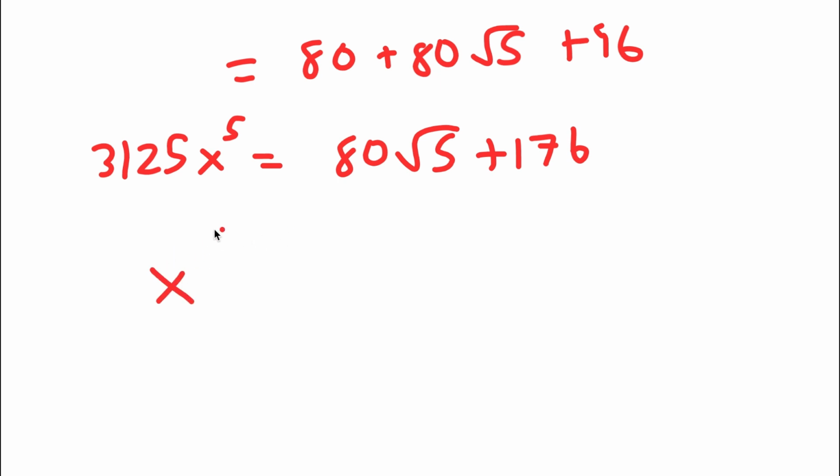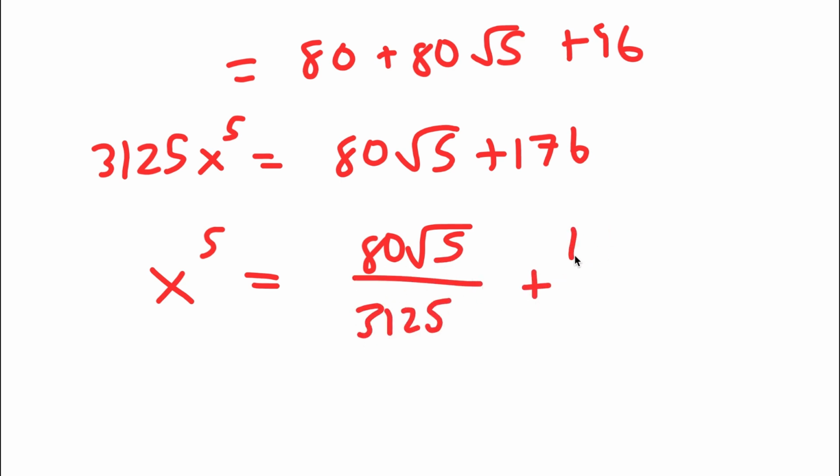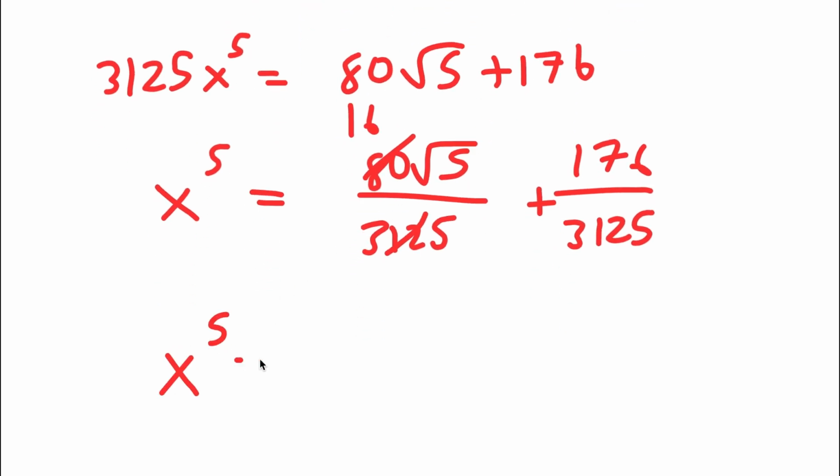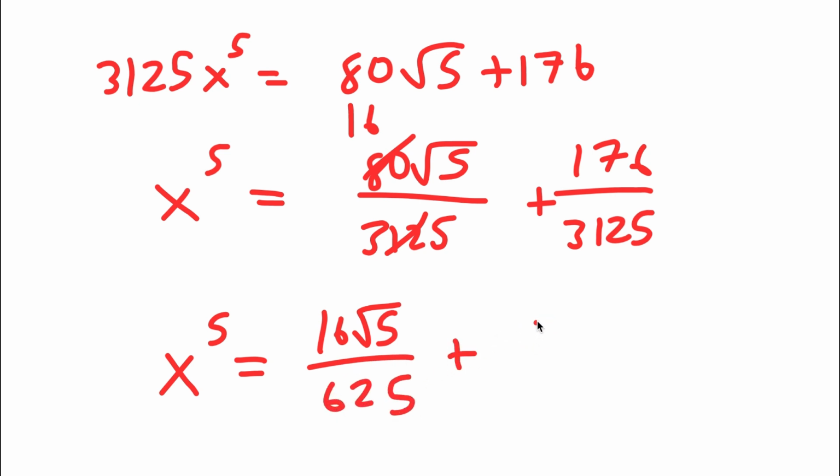So this means that x to the power of 5 is equal to 80 root 5 over 3,125 plus 176 over 3,125. And these two cancel out to get 16. So I have x to the power of 5 is equal to 16 root 5 over 625 plus 176 over 3,125.